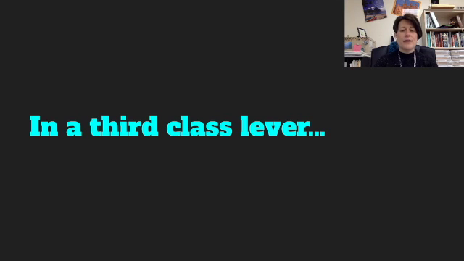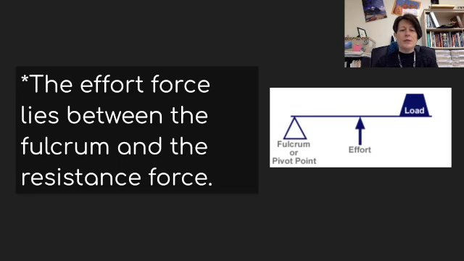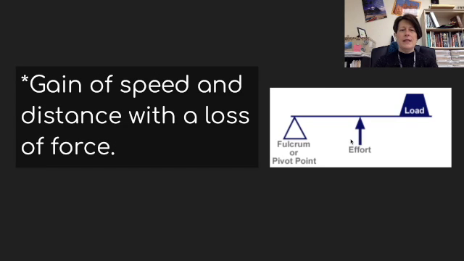Now, in a third class lever, the effort force lies between the fulcrum and the resistance force. So here is our effort, here is our resistance. Now, when we use this type of lever, there's a gain of speed and distance with a loss of force. So when you do calculations for this, the mechanical advantage is actually a fraction. It is a number less than 1, because we want speed and distance, not force.